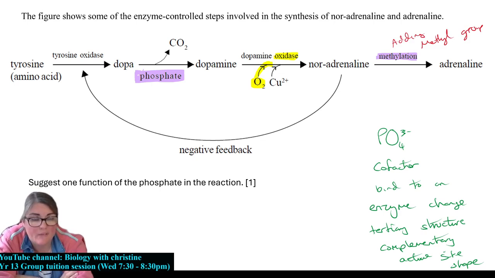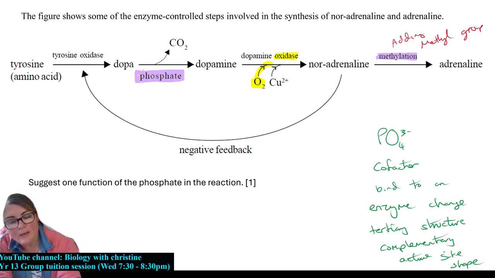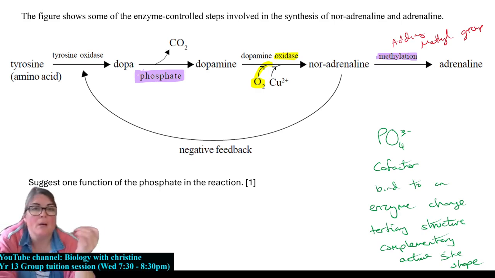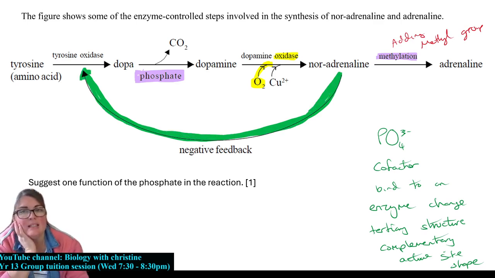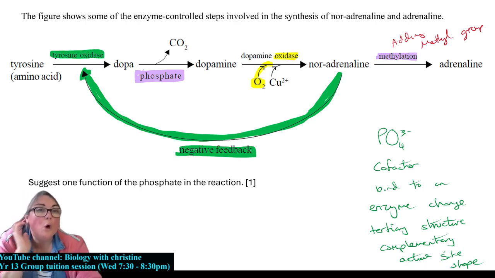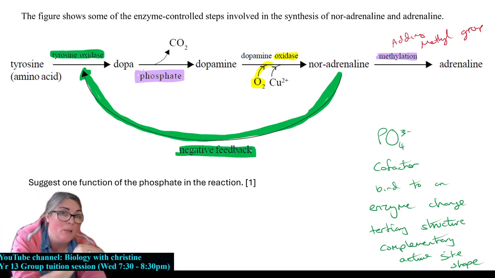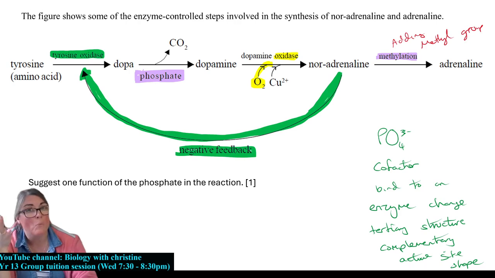And then there's another one where they've actually said, okay, we now have, and it isn't in the question, but it's thinking about where these questions could go. You've been told that noradrenaline negatively feeds back on this one here. So noradrenaline is a negative feedback on tyrosine oxidase. So what could they ask me to apply my knowledge? Because they've shown me a metabolic pathway. They've shown me that there's a negative feedback. And what is negative feedback?